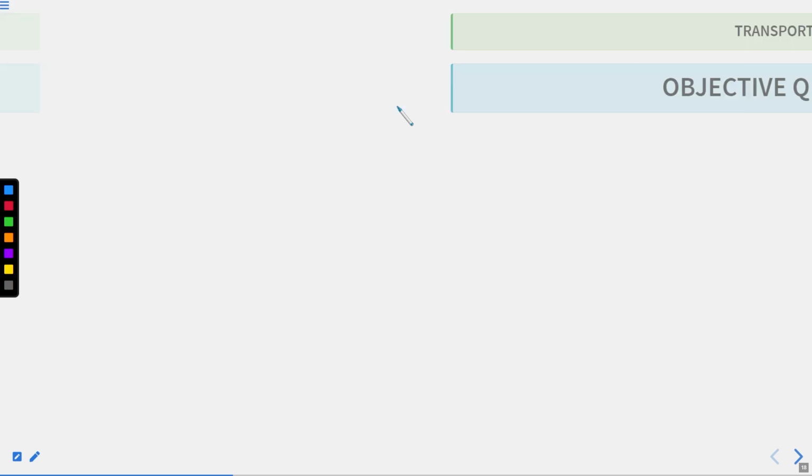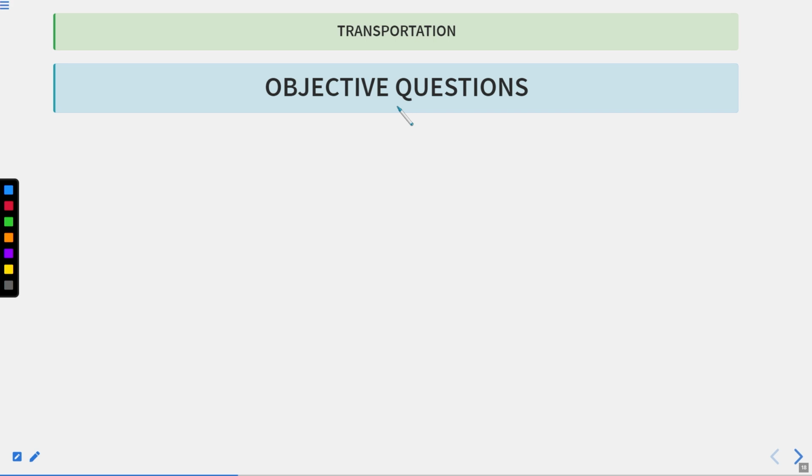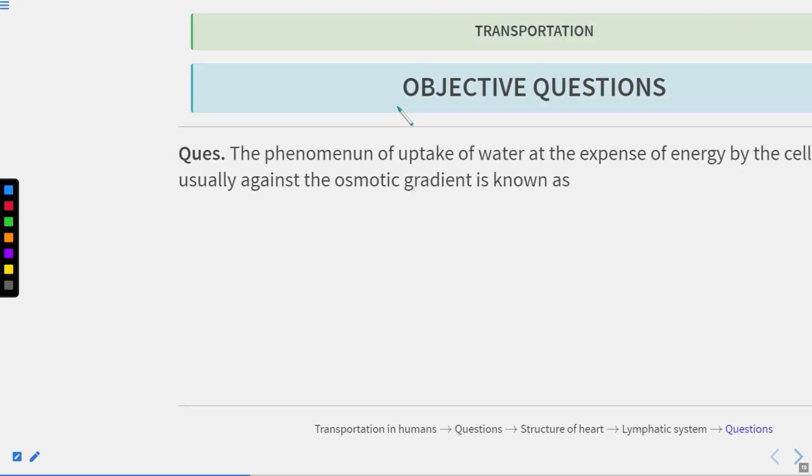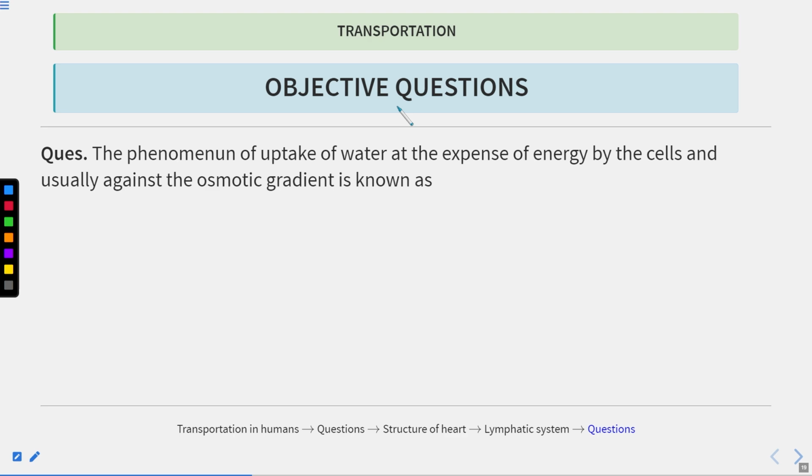We'll be discussing some objective type questions, or you can say multiple choice questions. All right, so let's start with the first question. The first question is the phenomenon of uptake of water at the expense of energy. So what does this mean? This means the energy is utilized. So there is a process, uptake of water, and this uptake of water requires energy, and this energy is obtained by what? By the ATP. So by the breaking down of the ATP, the energy is liberated.